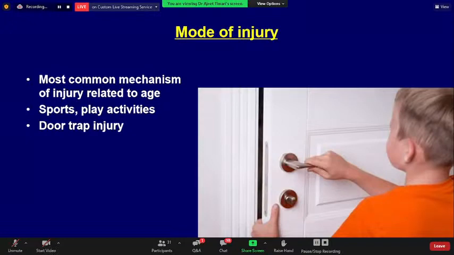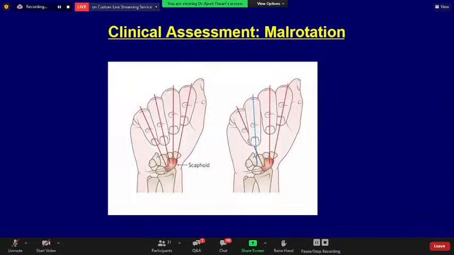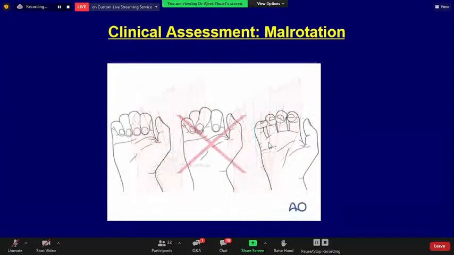With due course of time and as age passes, patients have injuries related to sports and play activities. So how do we do the clinical assessment when the patient has a fracture of the fingers and malrotation? The important thing is that all the fingers point towards the distal pole of the scaphoid, or the scaphoid tuberosity. When there is a misalignment, or when the finger is not pointing towards the scaphoid, it means there is malrotation or scissoring.